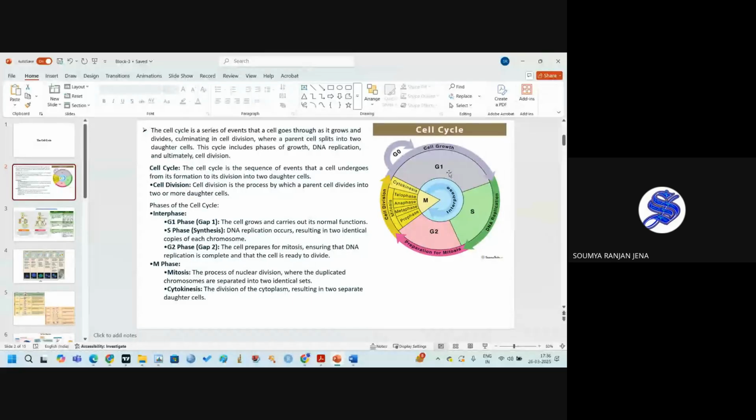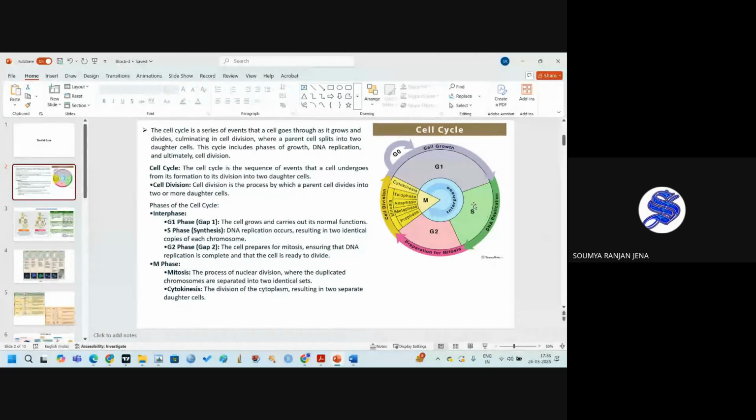The G1 phase, here in this figure, is the cell growth phase. In this phase the cell grows and carries out its normal function. After the cell division, the cell will grow and carry out its normal function. After the G1 phase, the cell enters the S phase. S phase means synthesis phase.